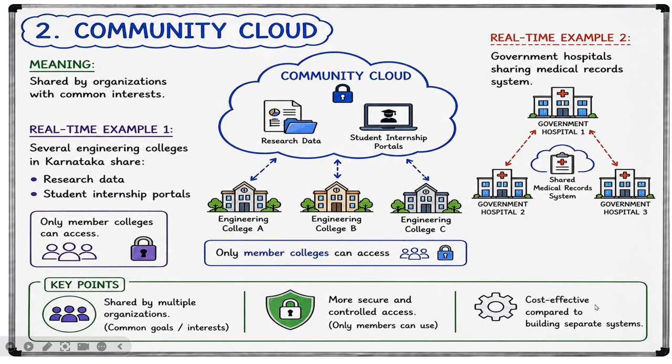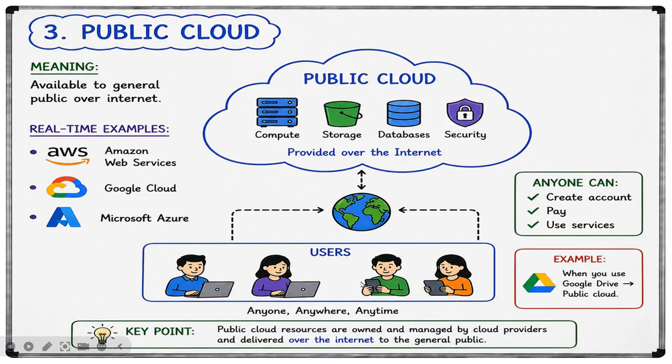And last, it is cost effective compared to building separate systems. Then comes the public cloud, which is available to the general public over the internet, and here it is open for anyone to use via the internet. The infrastructure is owned and managed by the cloud providers, and users can access the services from anywhere with connectivity.